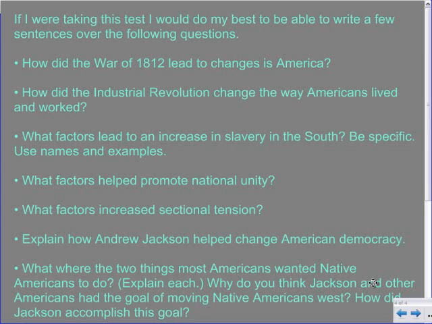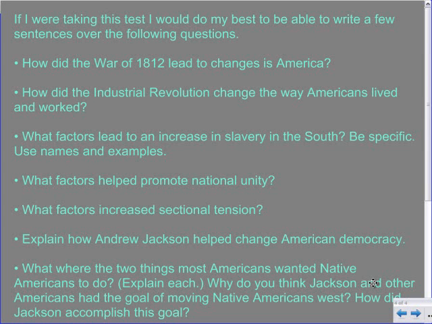How did the Industrial Revolution change the way Americans lived and worked? Well, it's a shift from farming and living in the countryside to more people moving to the cities and working in factories. And why is there that change? And how does that change affect people? What factors led to an increase in slavery in the South? Use names and examples. I think that one's pretty obvious. The cotton gin would be a big one.